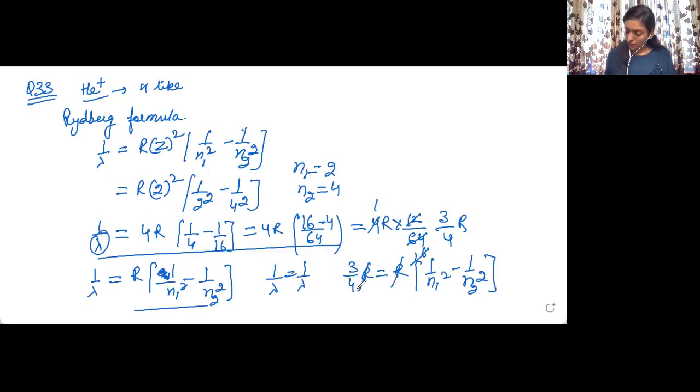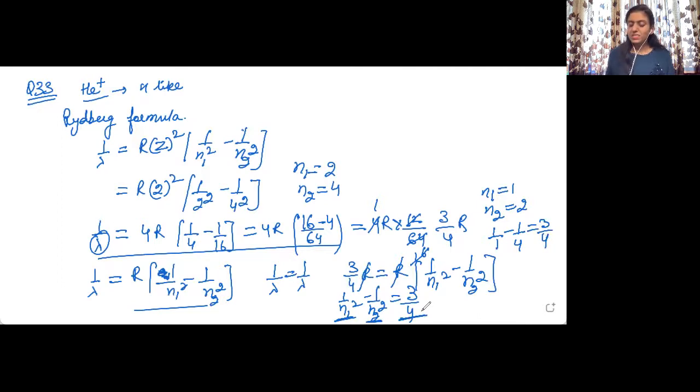All right. Now we know that 1 upon n1 squared minus 1 upon n2 squared is equal to 3 upon 4. So how can we get this? If I say that n1 is equal to 1 and n2 is equal to 2, what will be the value here? It will be 1 upon 1 squared minus 1 upon 2 squared, that is 3 upon 4, same value as that of this.